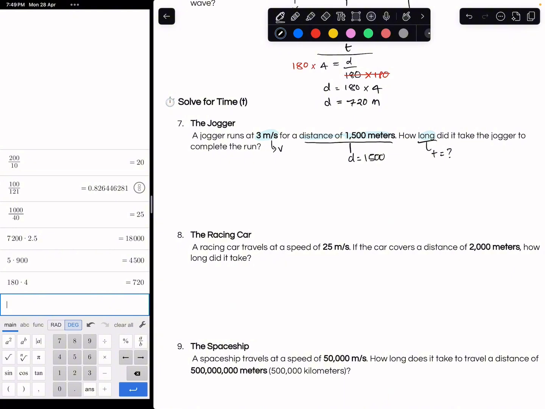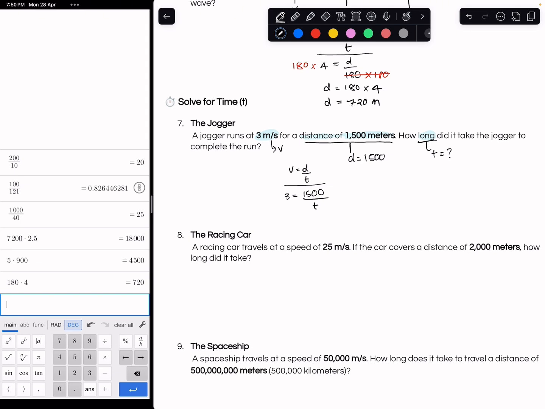So first things first, write down our formula. v equals d over t. Substitute what we have. We've got velocity, which is 3. We've got distance, which is 1,500, over t, which is a mystery. So we need to work out what t is this time. What are we going to do? Well, let me show you the long way and then feel free to use my little shortcut, okay? But I'd love to see the working out.